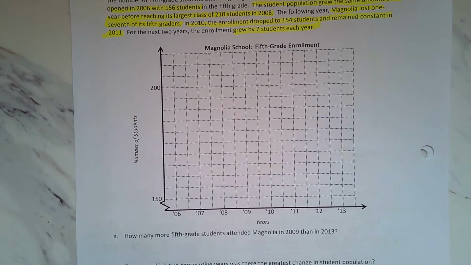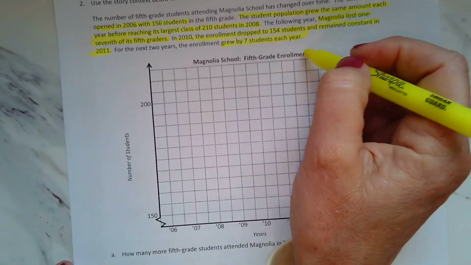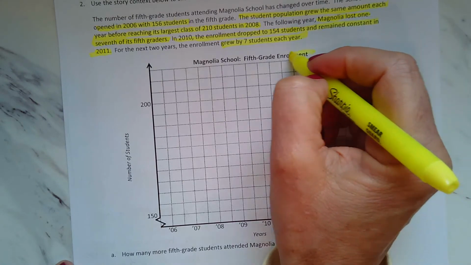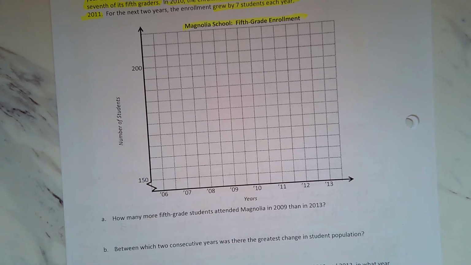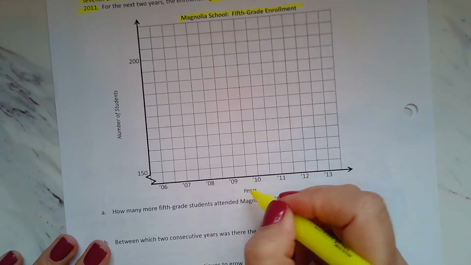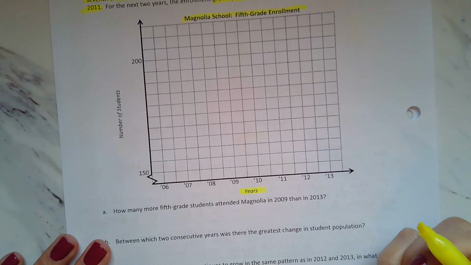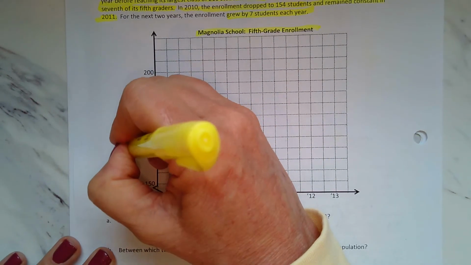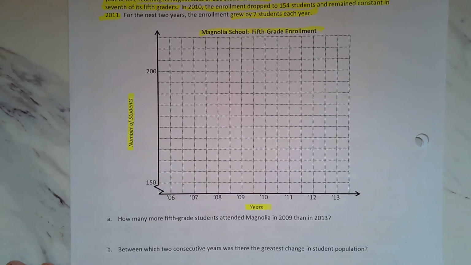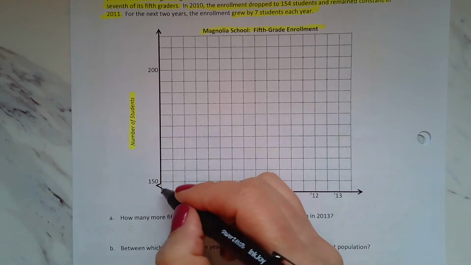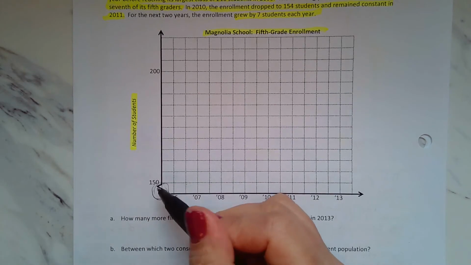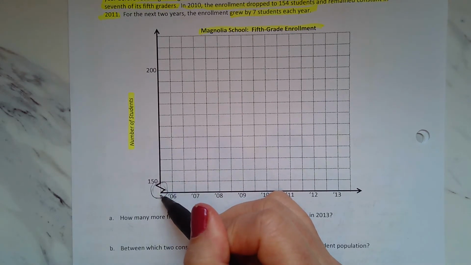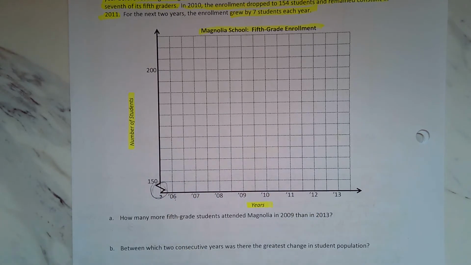All right, before you get started, Magnolia School, 5th grade enrollment. We do this every year at Hankey as well. Then these are the years that we're talking about. And here are the number of students that you're going to be plotting. So I guess this means that we're not worried about the data underneath it, that we're recognizing there's data underneath that, but we're not working with that. We're starting here.